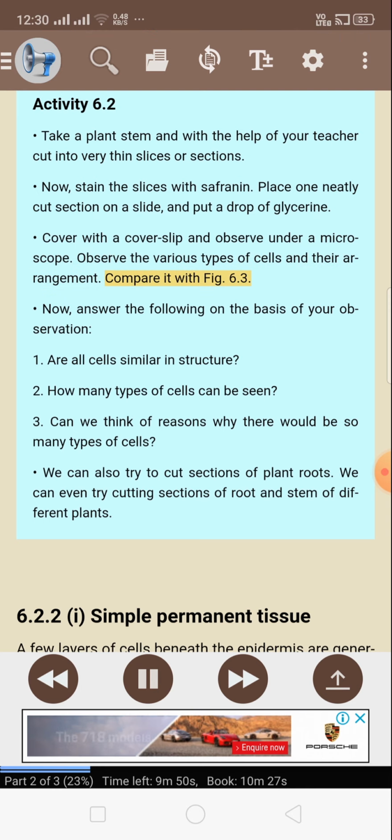Compare it with figure 6.3. Now, answer the following on the basis of your observation. 1. Are all cells similar in structure? 2. How many types of cells can be seen? 3. Can we think of reasons why there would be so many types of cells?